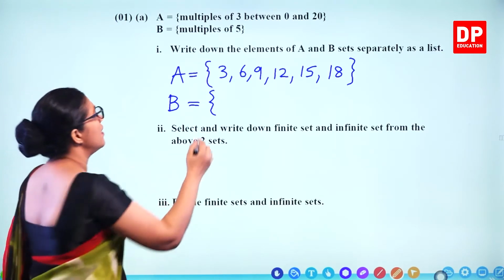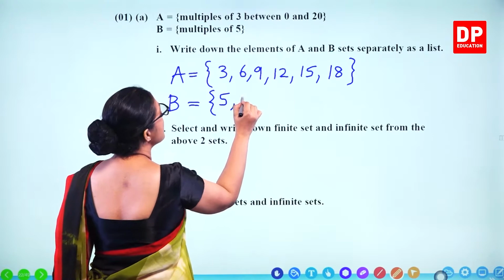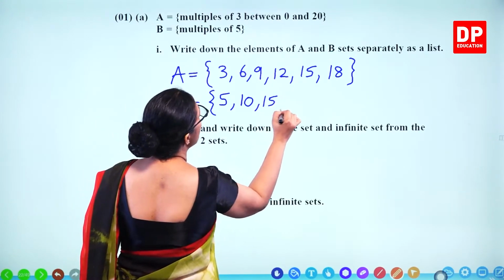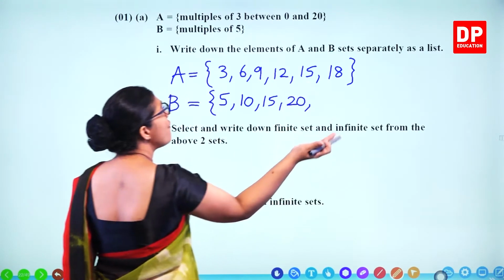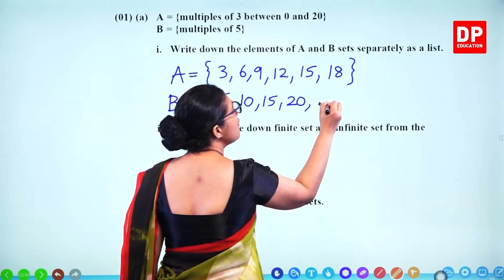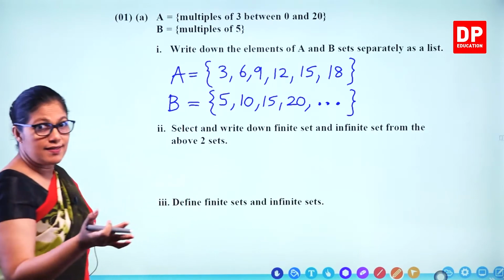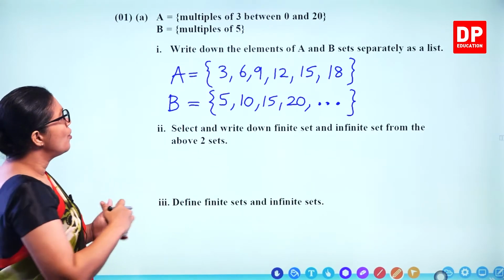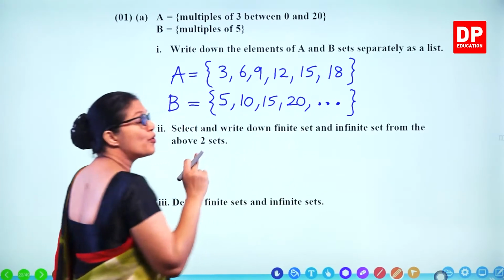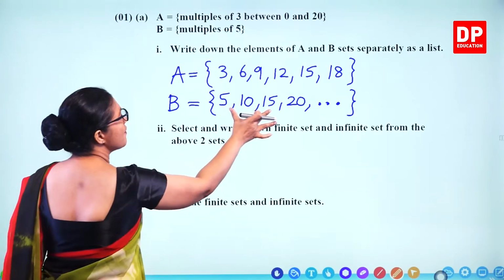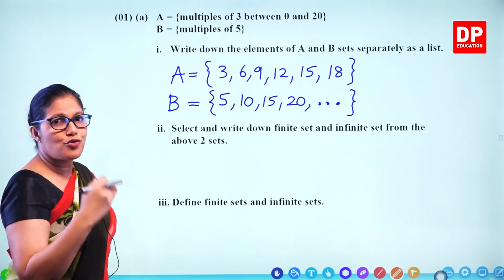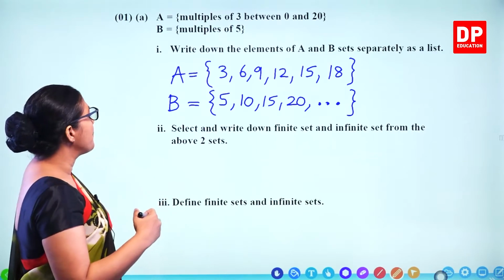Multiples of 5: 5 times 1 is 5, 5 times 2 is 10, 15, 20. You can write forever. So that's why we put 3 dots. You can't write the whole thing. This is continuing, so make sure that you put 3 dots. You can write several terms and put 3 dots to represent that it's continuing.